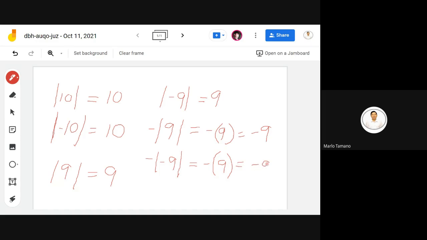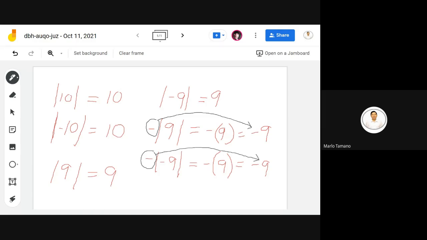So magiging negative lamang ang sagot natin kapag merong negative outside of the absolute value katulad dito. Okay po? Kapag merong negative dito, expect that the sign of your answer is negative. Can you follow? Naintindihan nyo? Opo. Diyan lang siya magiging negative.